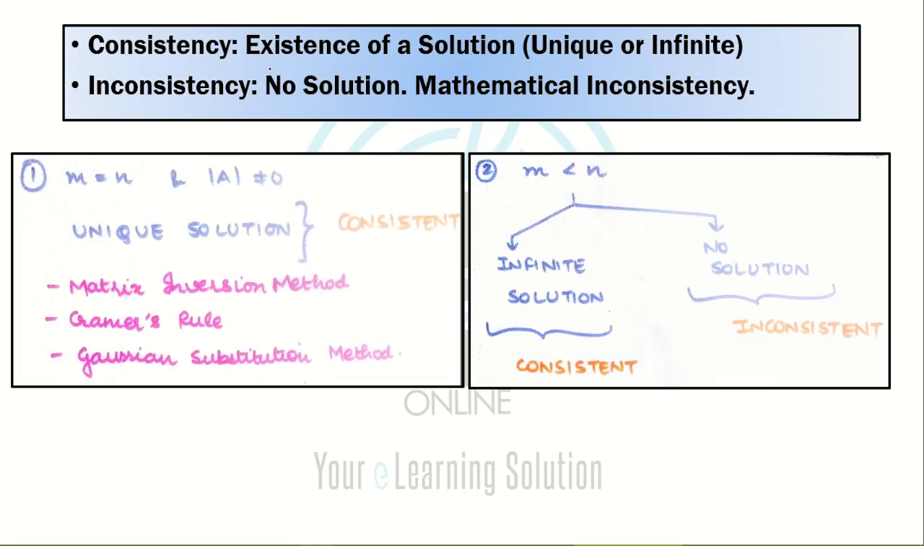As I had said, consistency is the existence of a solution, unique or infinite. Inconsistency is no solution. It is a mathematical inconsistency. When m was equal to n and determinant A was not equal to 0, you had a unique solution and it was consistent, and you could use the three methods we have discussed. And when m is less than n, you have either infinite solutions or no solution, and you have consistent and inconsistent systems naturally. And the method that you use is the Gaussian method.